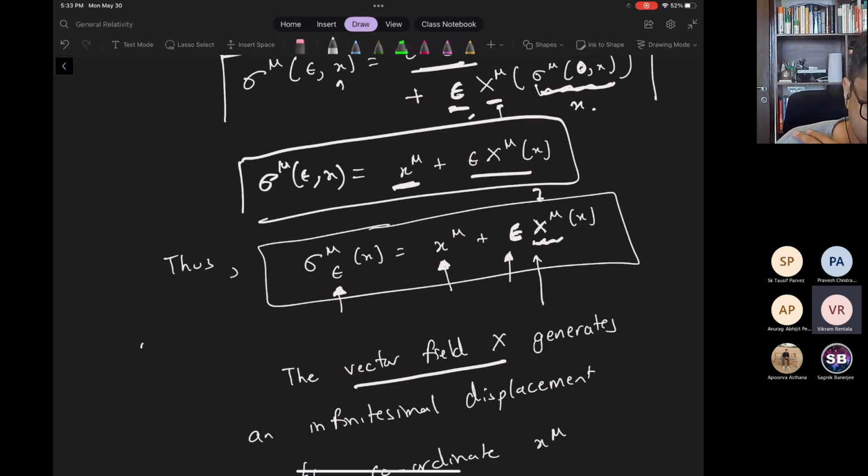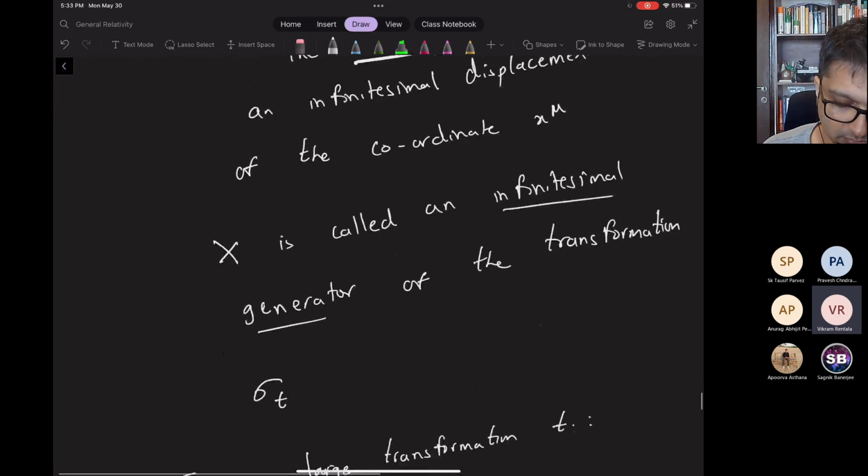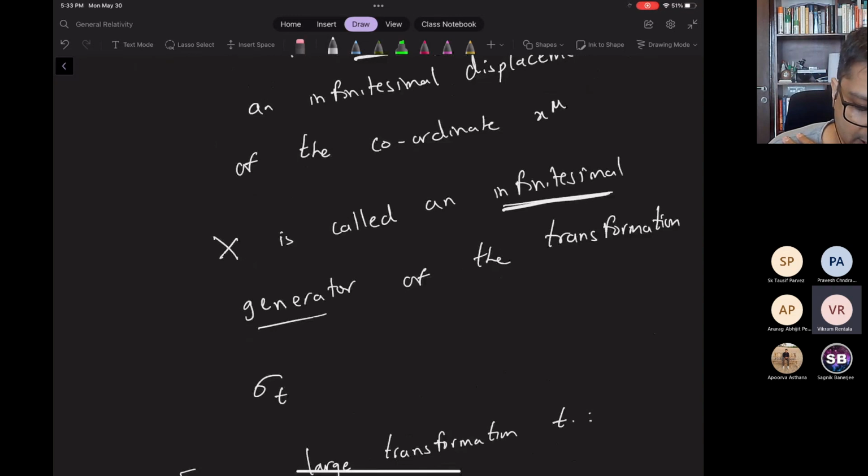Again, in the same spirit of thinking about this as a velocity, velocity doesn't give you displacement. I also have to specify the time interval to tell me how much I flow. And for small flows, it's just v delta t, where this is v and this is delta t, the little bit of time that we flowed for. So this X is called the infinitesimal generator of the transformation sigma t.